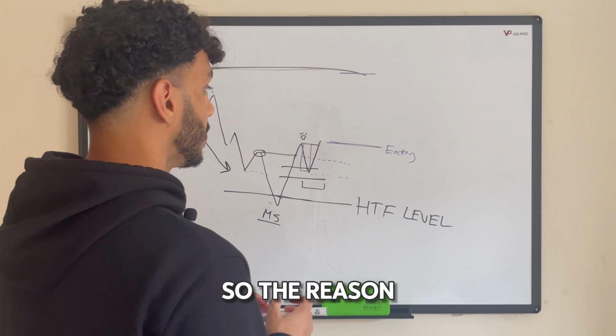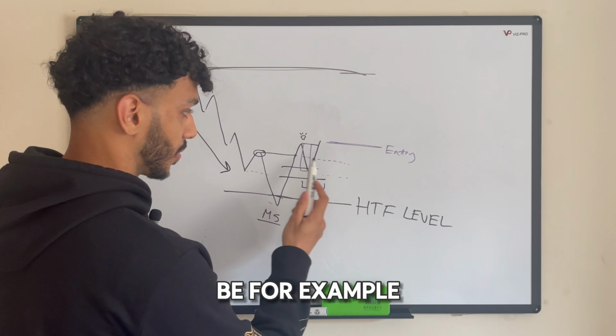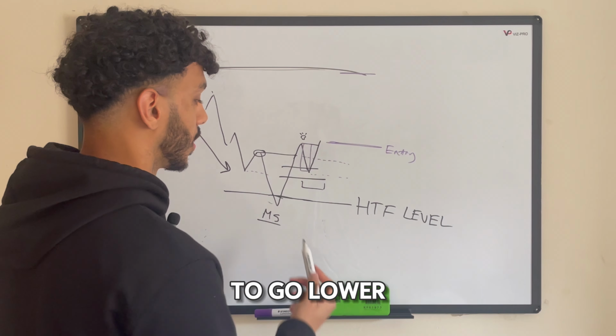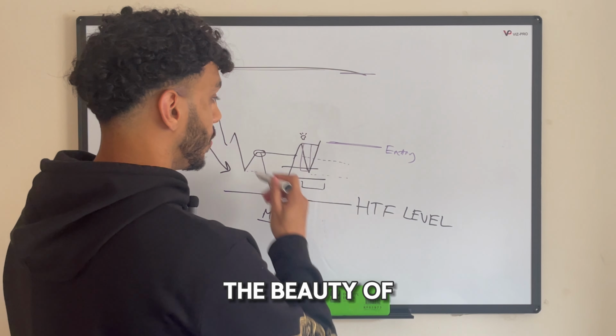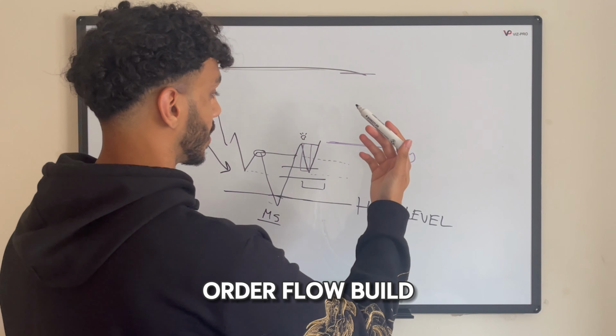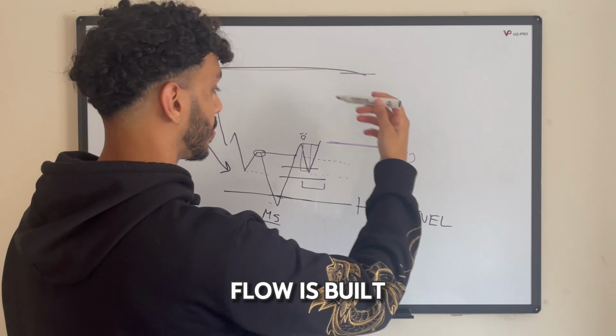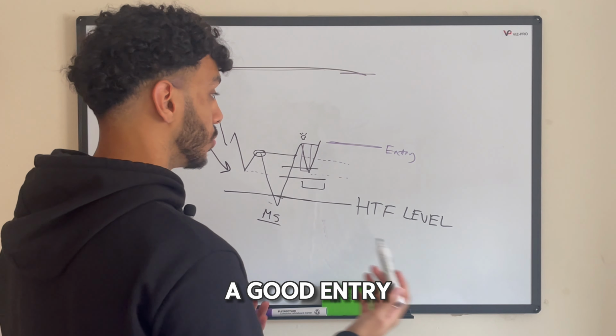Okay, so the reason why this is such a good entry model is, one, because this could be, for example, a liquidity sweep to go lower, and so essentially you're going to end up getting wicked out. The beauty of this is, like I said with the entry model, you want to see order flow build in your direction. The more order flow that's built up in your direction, the better chance you're going to have at getting a good entry.